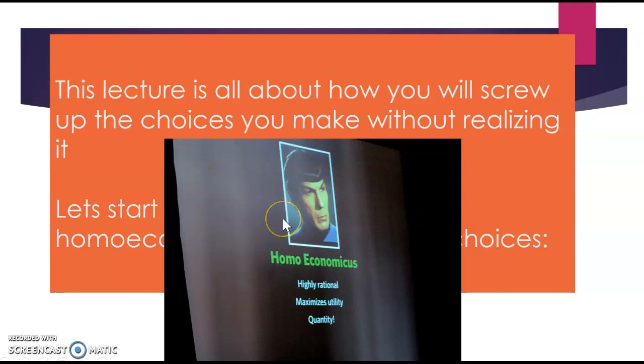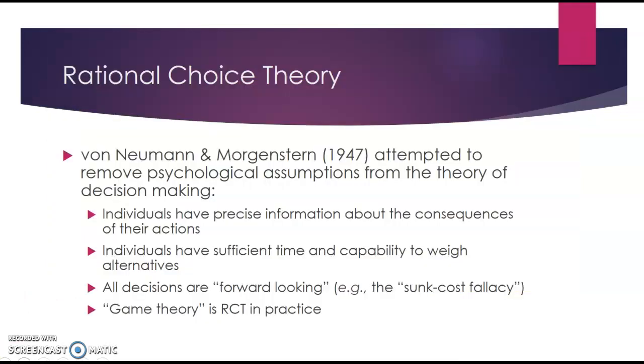Basically, Homo economicus is Spock, says that we are all totally rational and we maximize utility with respect to quantity. So we always want more of everything, and we are considered to be risk averse. But we know already that economists have documented violations of expected utility for many years.